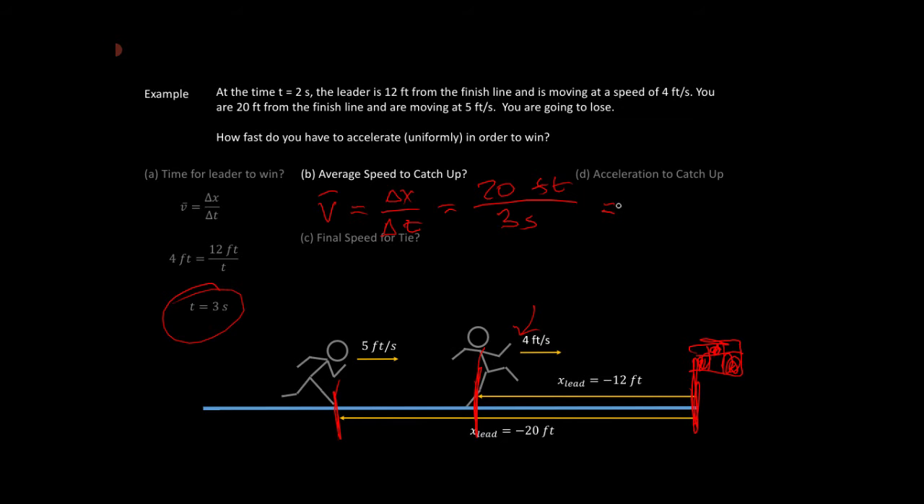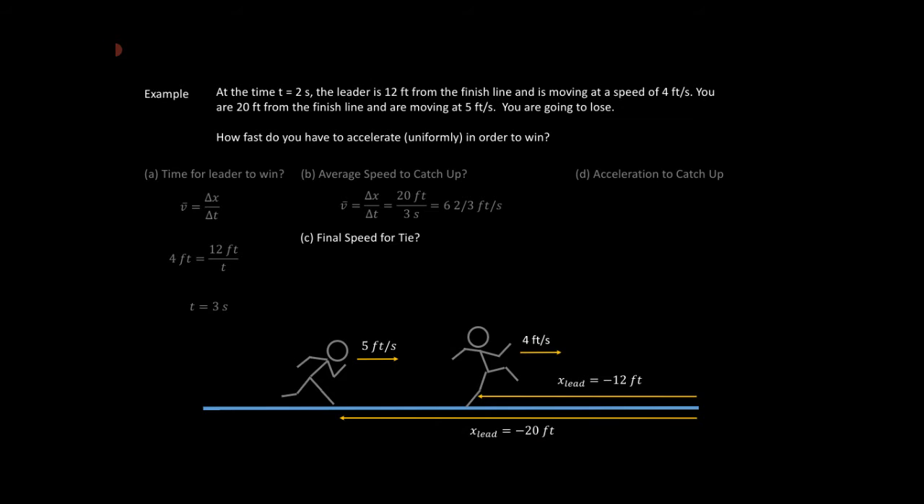And we just do that division, right? That's going to be 20 over 3. That's 18. 3 goes into 18 6 times, and you have 2 left over. That's 6 2/3 feet per second. Although we might want to just leave it as 20 thirds feet per second, because we're going to do more algebra work later on. Okay, so that gets us the average speed you need to catch up.